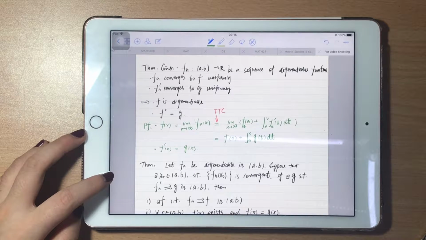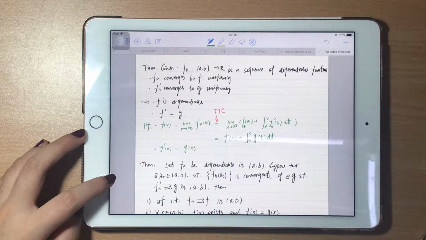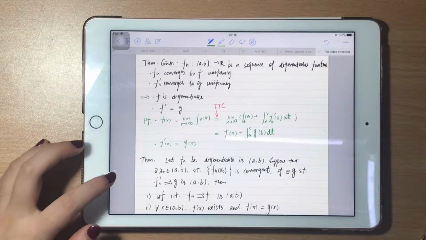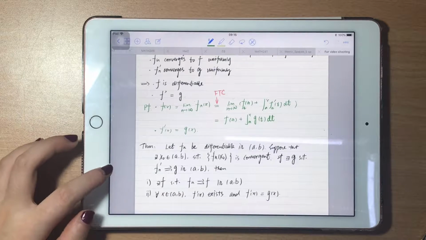The proof of this property is quite straightforward. You only need to use the fundamental theorem of calculus and the previous property about the integrability of a sequence of uniformly convergent functions. So I have already written it here.